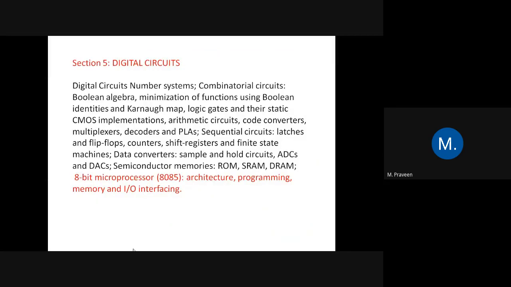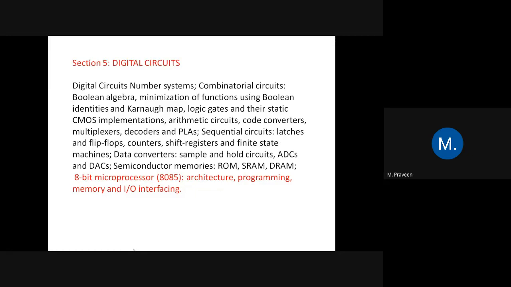Actually, the GATE syllabus for microprocessor comes from a subdivision of section 5. Section 5 is digital circuits, and most of the topics in section 5 are from digital circuits. Only a few topics will be from the microprocessor. You can see the syllabus for microprocessor; the highlighted one is the syllabus. The first topic from microprocessor is 8085 microprocessor architecture.